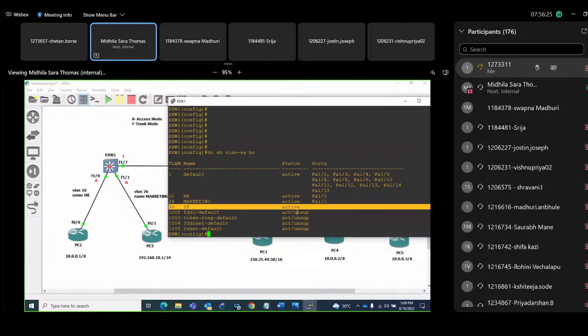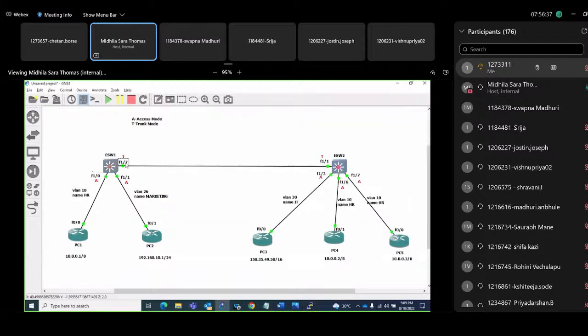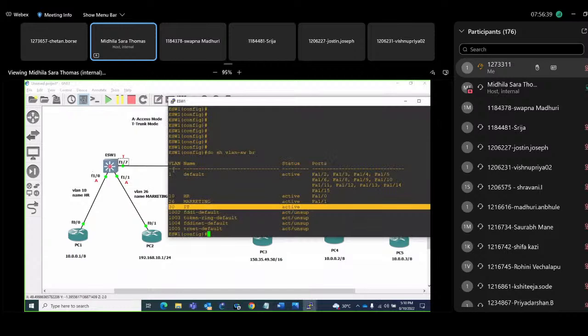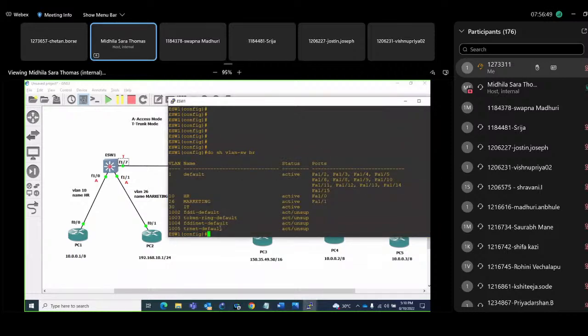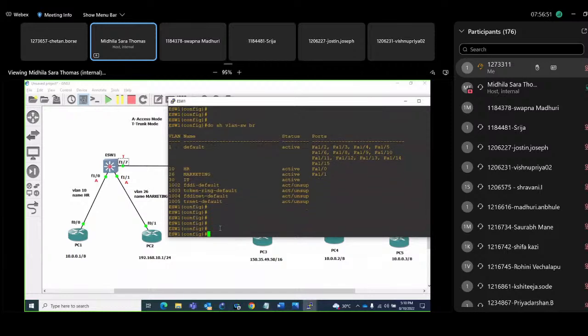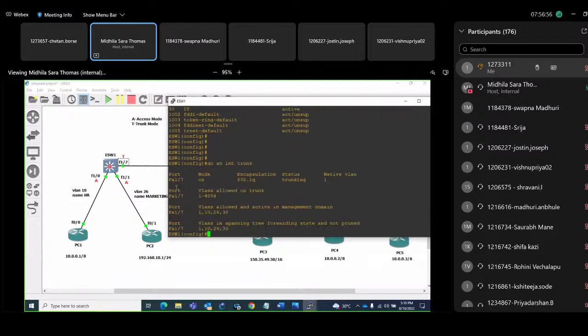So now is it clear? Is this command clear? My question to you: you have seen this interface, but what about F1/7? Are you able to see that interface anywhere? No, where is F1/7? I didn't see it anywhere here. It is trunk. So where do you see the trunk interface? Give the command do show int trunk. You see the trunk interface.